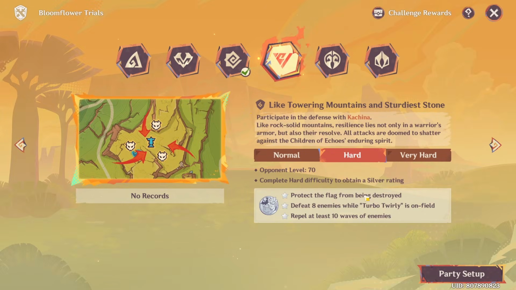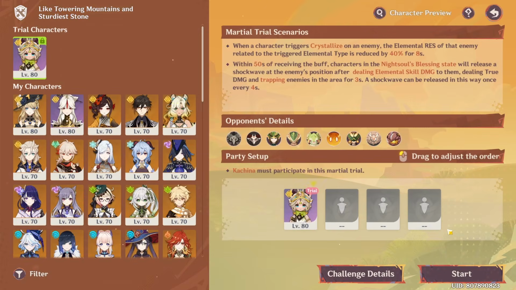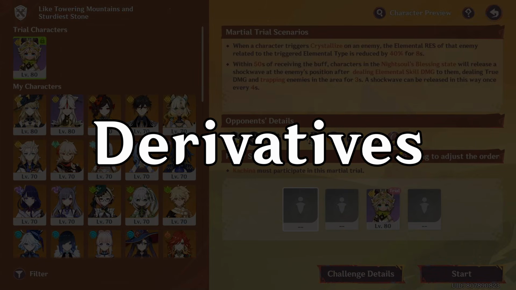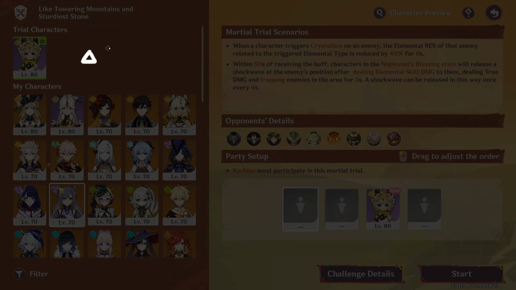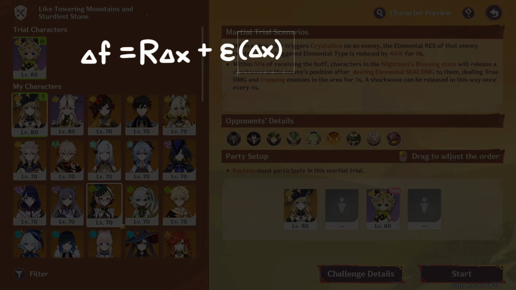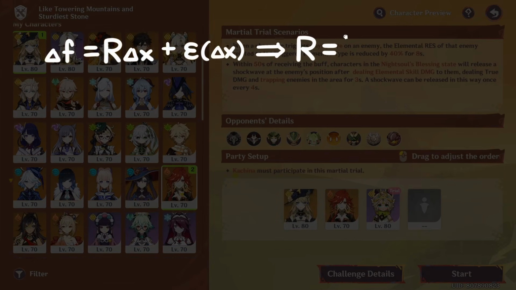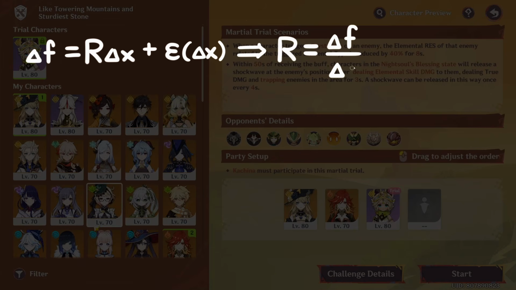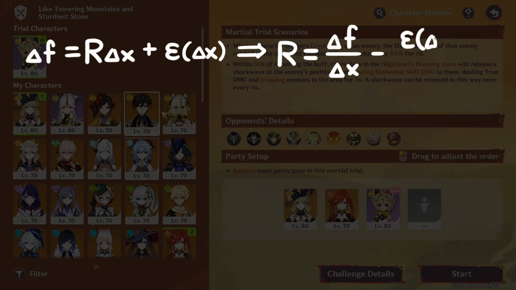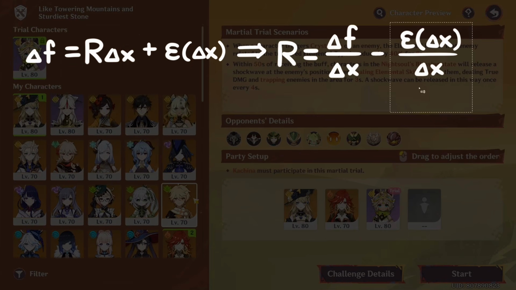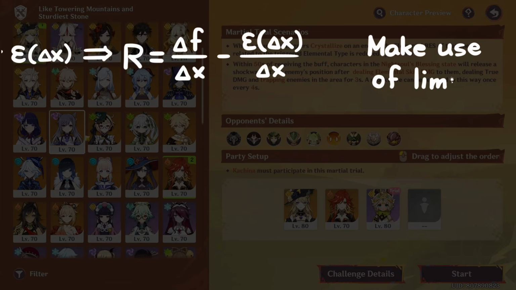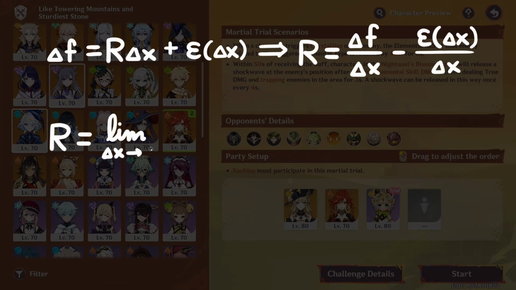Now that we know how to calculate and algebraically manipulate limits, let's return back to determining the scaling factor r from earlier. Recall that we had delta f is equal to r times delta x plus epsilon of delta x, and solving for r results in r is equal to delta f divided by delta x minus epsilon of delta x divided by delta x. We can now take the limit as delta x approaches 0.